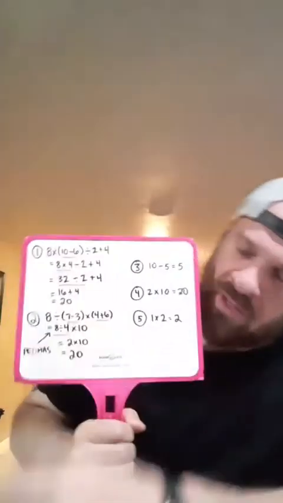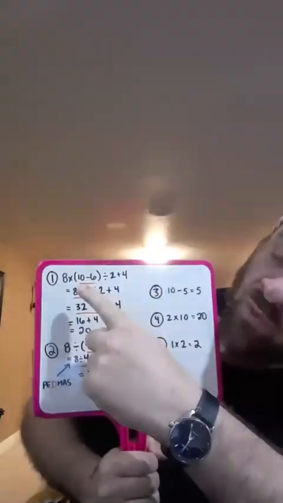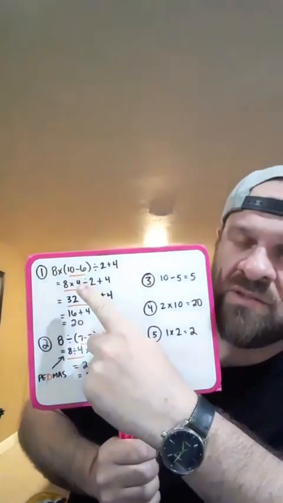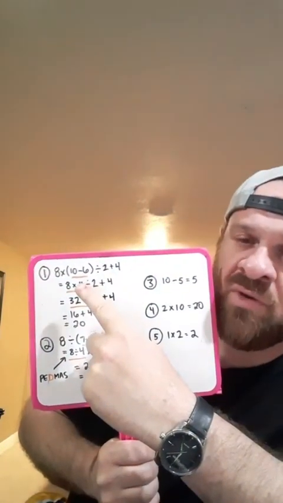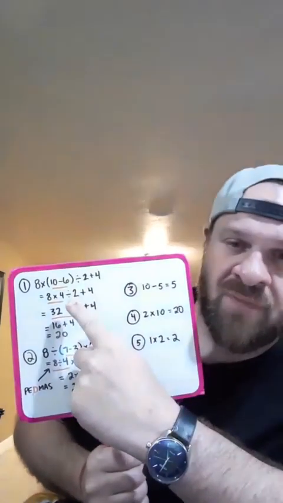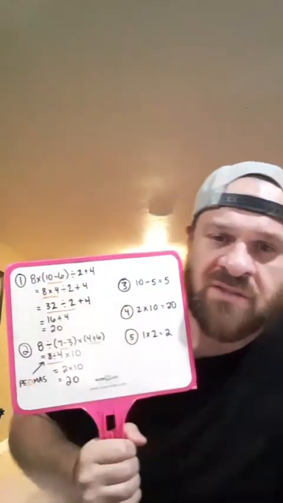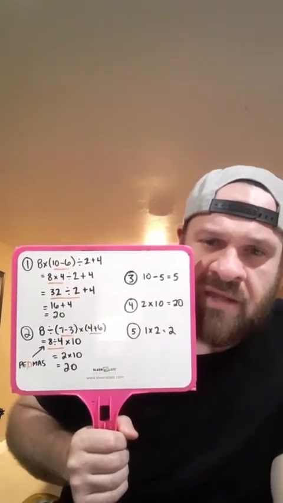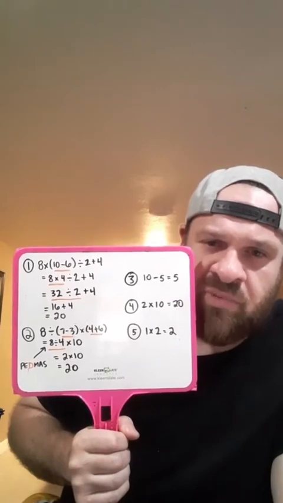All right, so here for number 1, the first thing that we do is we go inside the parentheses, because that's what PEMDAS tells us to do in the order of operations. So 10 minus 6 gets dropped down to 4, and then the whole rest of the problem drops down. All right, so now we have 8 times 4 divided by 2 plus 4.